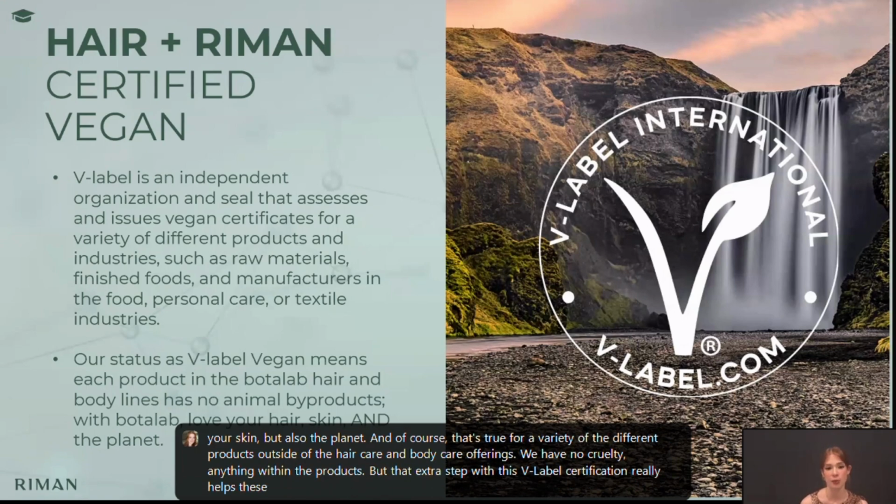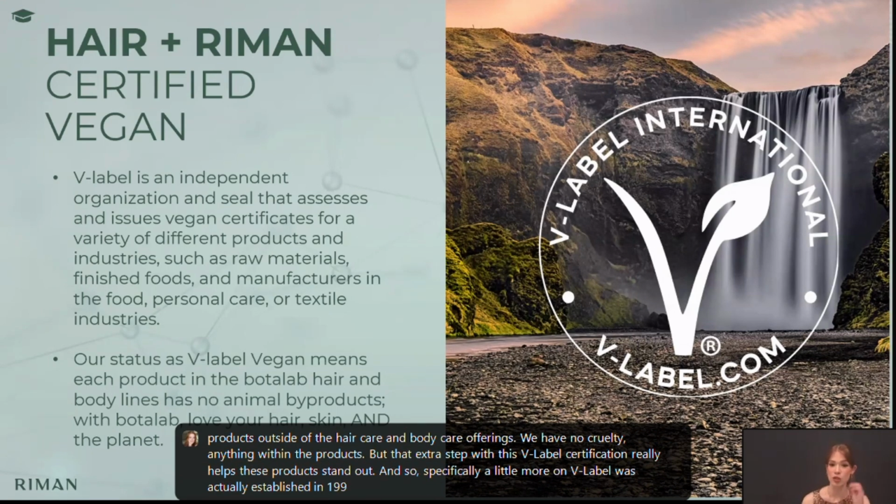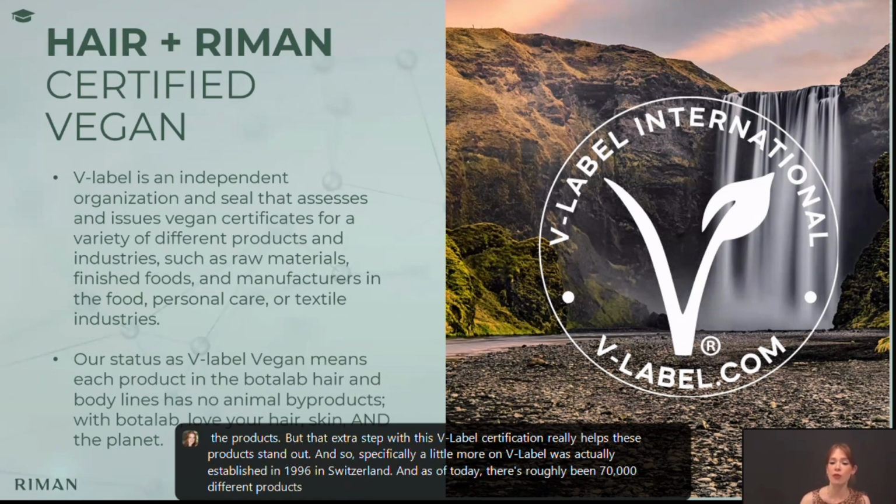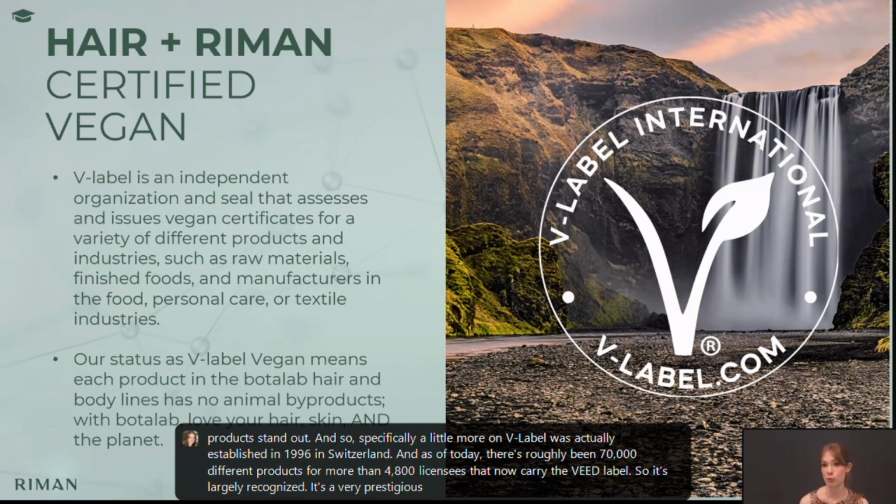these products stand out. And so specifically, a little more on V label, it was actually established in 1996 in Switzerland. And as of today, there have been roughly 70,000 different products for more than 4,800 licensees that now carry the V label. So it's largely recognized. It's a very prestigious label to boast. And so we are proud to do so in kind.